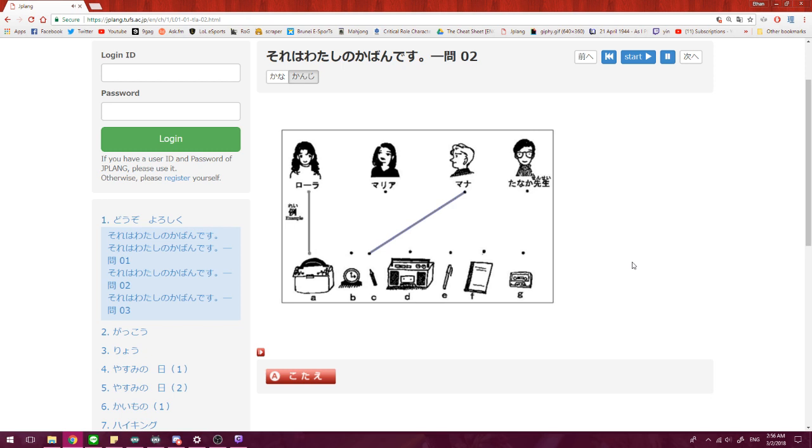あれは何ですか？ああ、あれは時計ですよ。マリアさんの時計ですか？いいえ、田中先生の時計です。へえ。 So you see here, there's a lot of Japanese we heard.